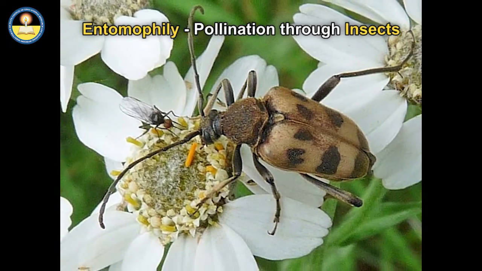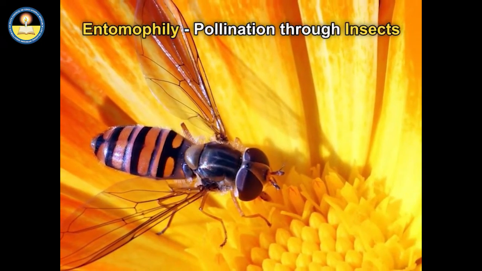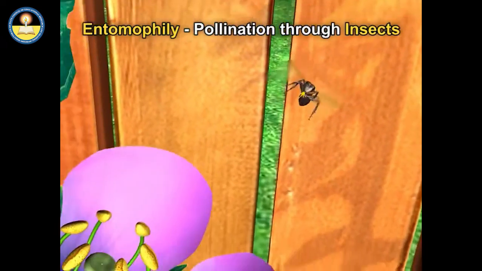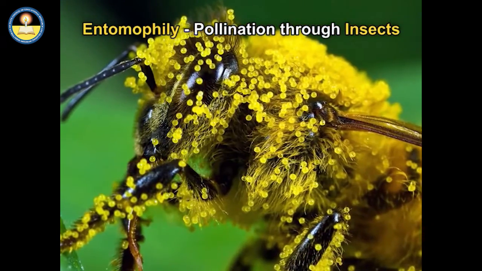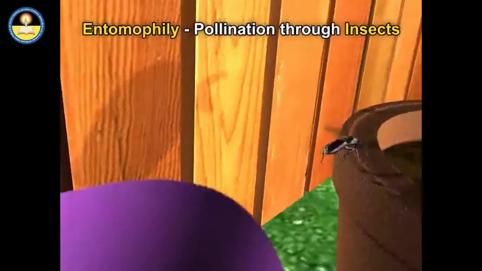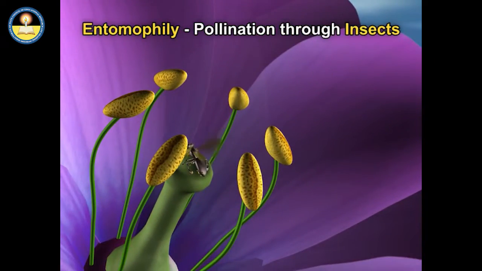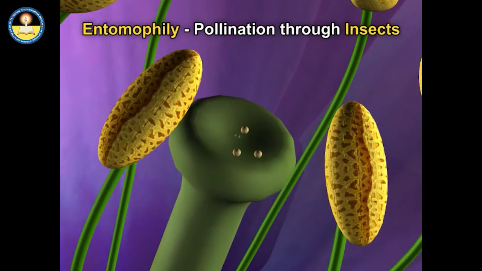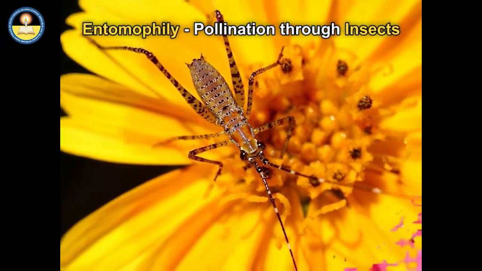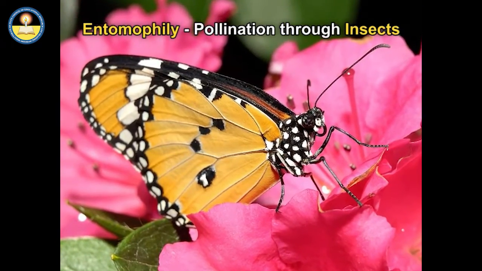Insects visit the flowers not to do pollination but to collect nectar, edible pollen, or for shelter. When an insect visits a flower, its body gets dusted with pollen grains. When the loaded insect visits another flower, its body brushes against the stigma and by chance drops the pollen. Bees, moths, butterflies, all these act as the agents of pollination.